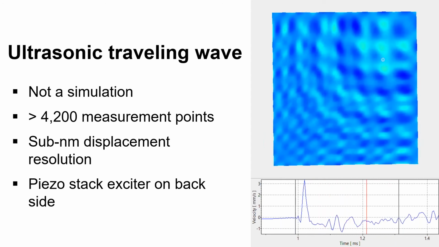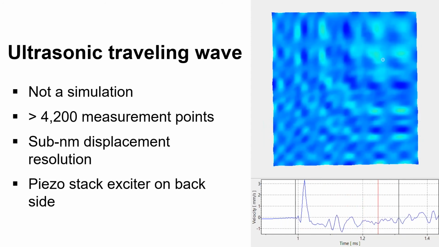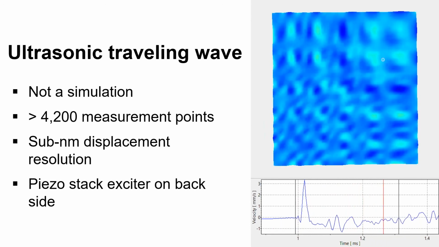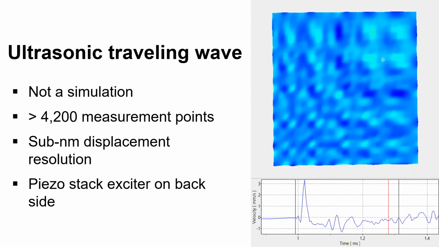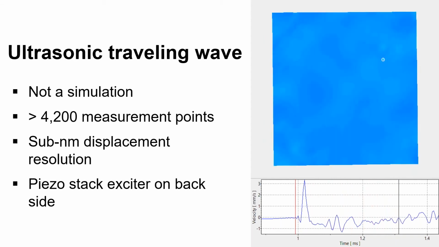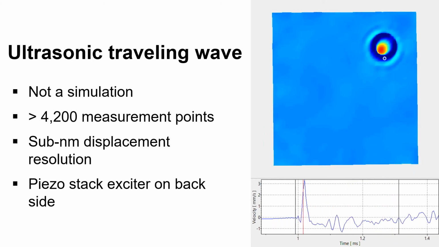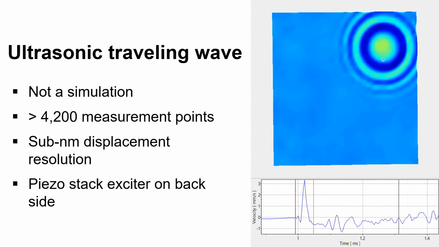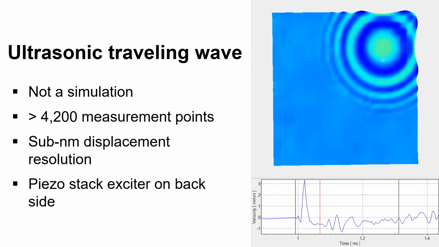In the case of health monitoring applications, it's very important to understand the ultrasonic wave and how it interacts with the defect and what the signature is. In order for illustration, we're looking though at a measurement on a thin aluminum plate. This is not a simulation, but this is the result of a measurement with the Scanning Laser Doppler Vibrometer. We have 4,200 measurement points. The displacement resolution was below a nanometer.